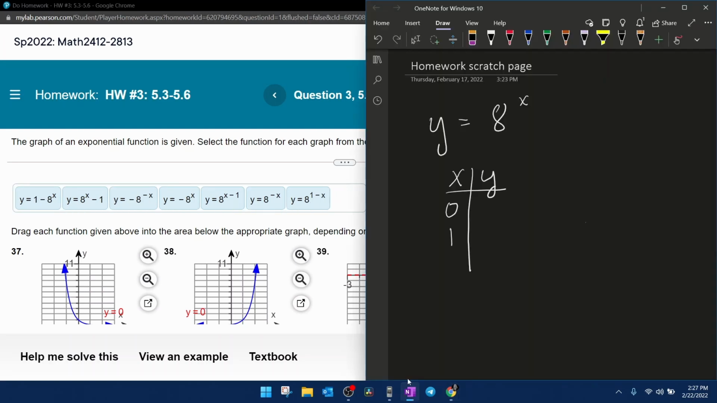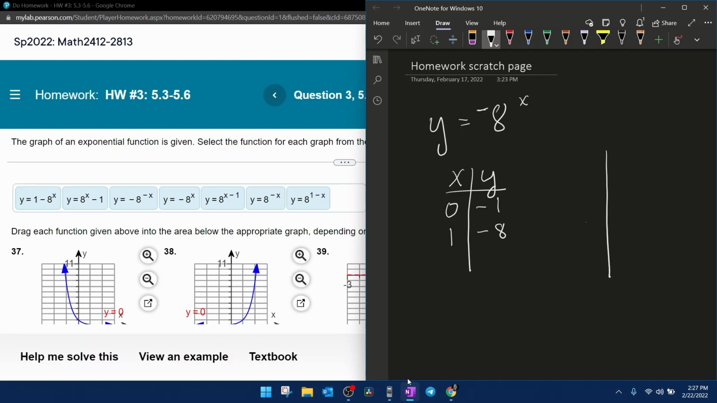Now the next easiest equation here to look at would be y equals negative 8 to the x. If we do the same substitution for 0, negative 8 to the 0, that's going to be negative 1. The reason it's negative 1 is because the negative 8 is not in parentheses. If it was, that would be positive 1. And then 1, anything to the first power is itself, so that'll give us a negative 8.